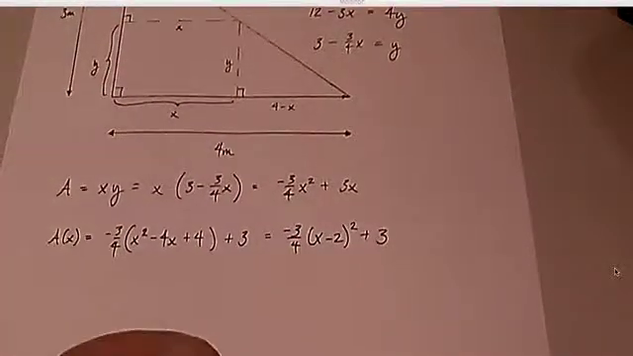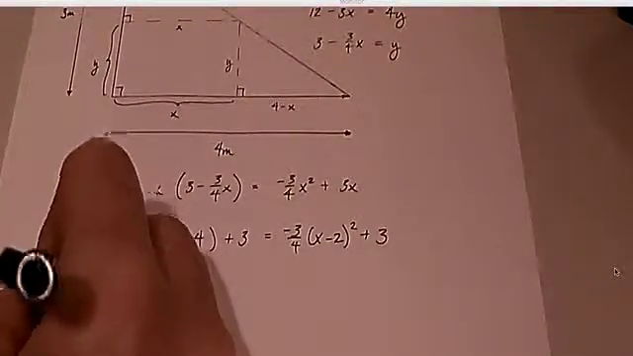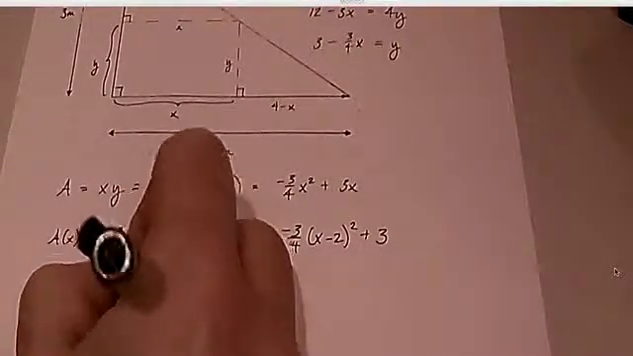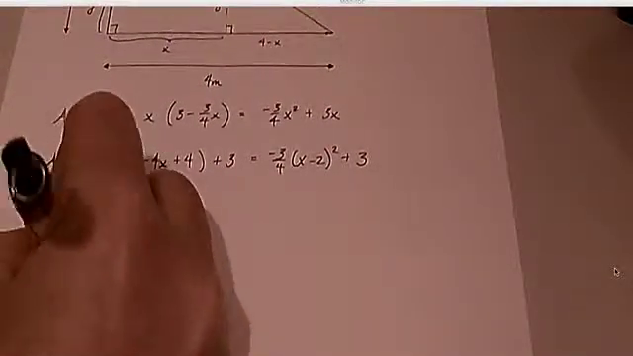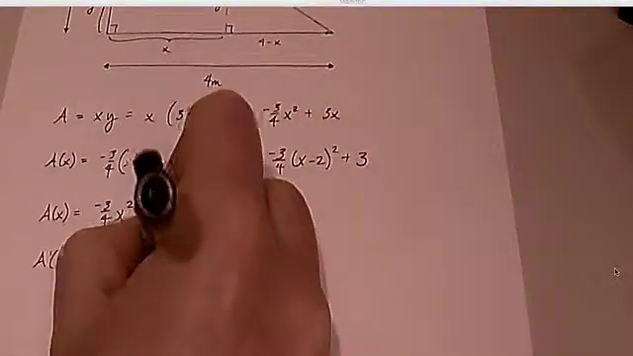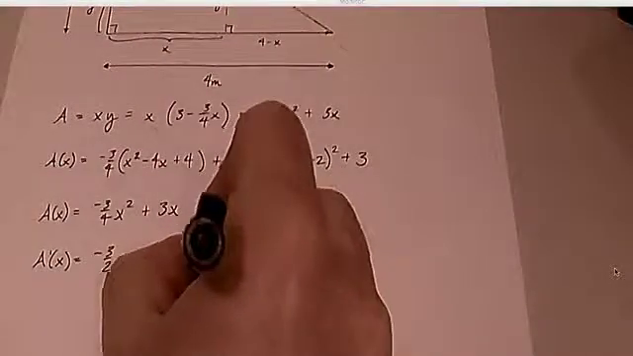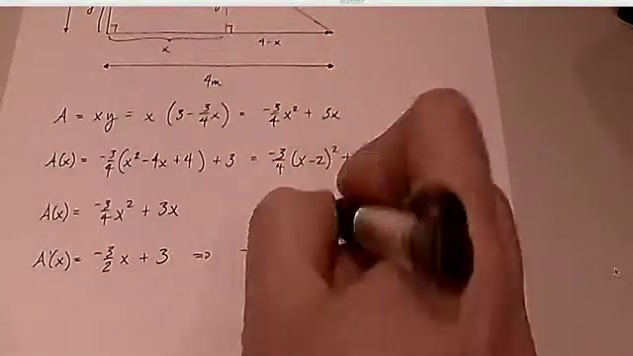Well, let's go ahead and do it using our calculus, okay? So instead of turning that function into vertex form, I'm going to differentiate it. And I get negative 3/2 x plus 3. And then, of course, I need to set that equal to 0. Negative 3/2 x plus 3 is equal to 0.